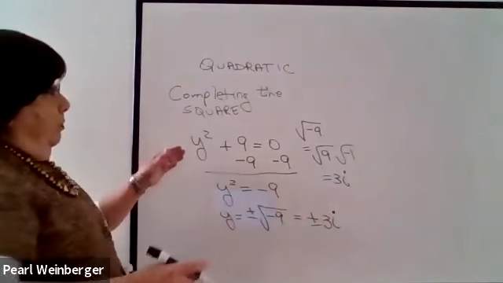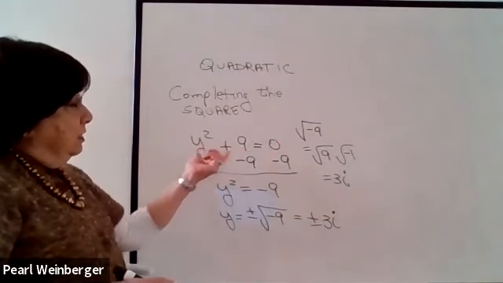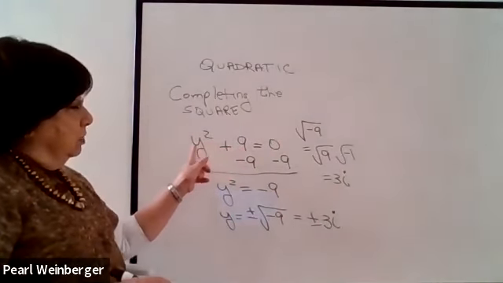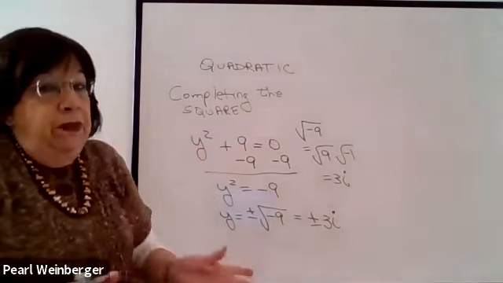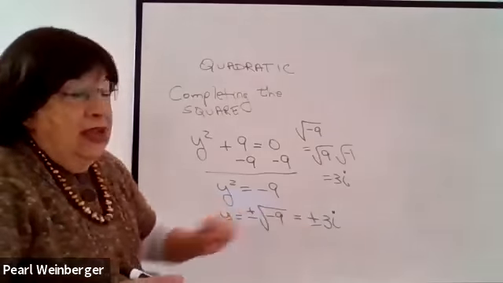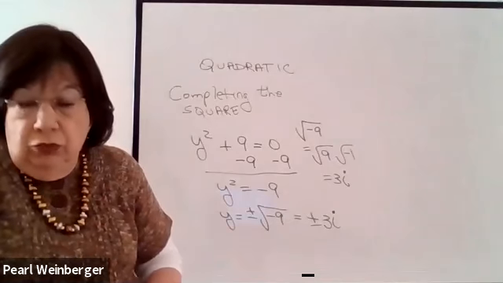If I look at my original example, I couldn't factor it because this is not the difference of squares. There's a plus here. It's not y squared minus 9. It couldn't be factored. But in any case, we were able to solve it by this method that's called the square root method.